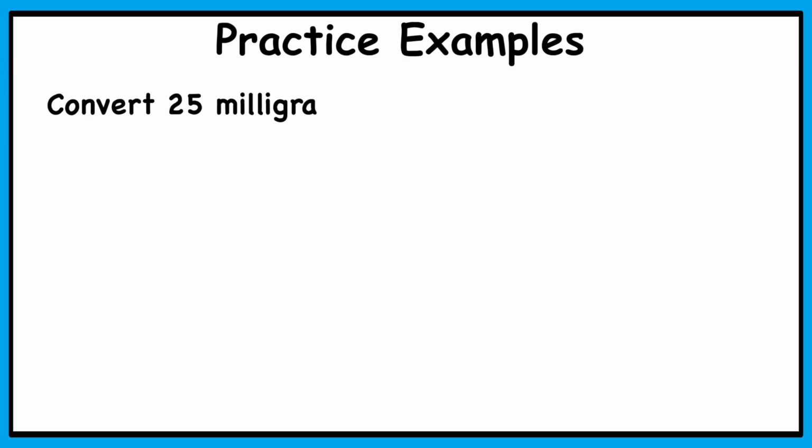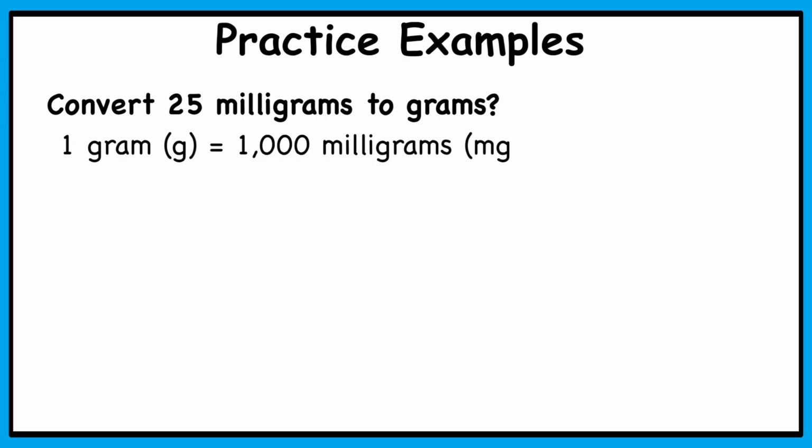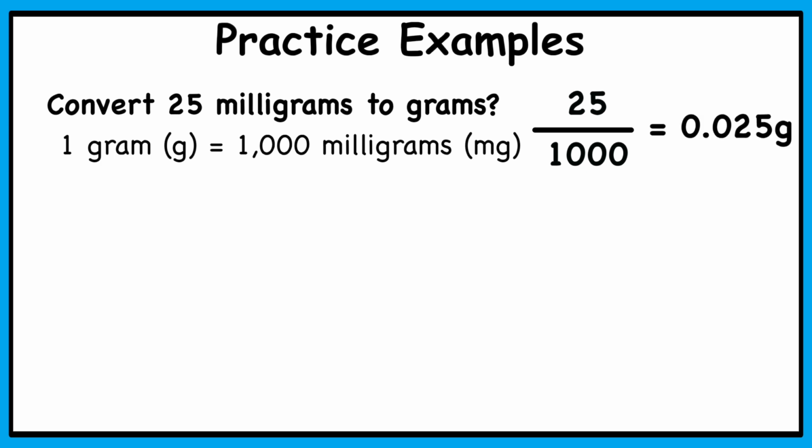Okay, one last one. Let's convert 25 milligrams to grams. We know that 1 gram equals 1,000 milligrams. Therefore, to convert 25 milligrams to grams, we need to divide by 1,000. So 25 milligrams divided by 1,000 is 0.025 grams. So 25 milligrams is equal to 0.025 grams. Okay, so that's enough for this video.